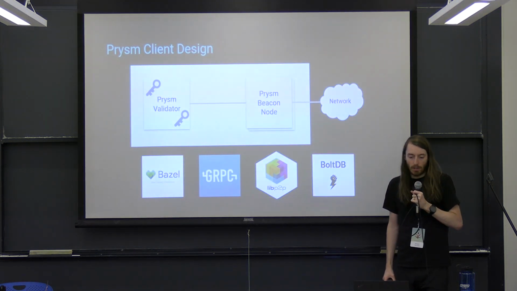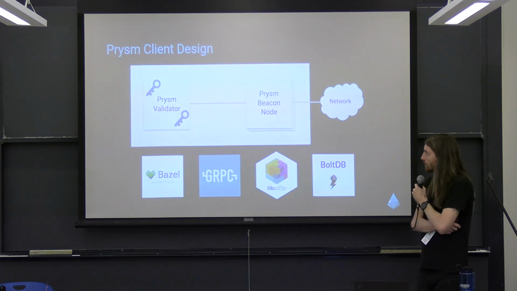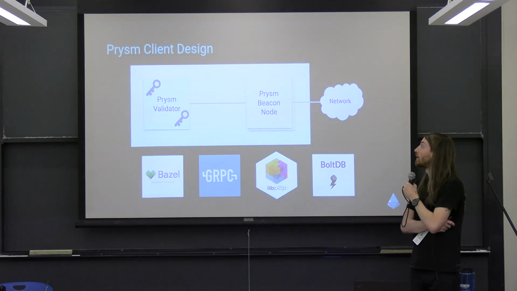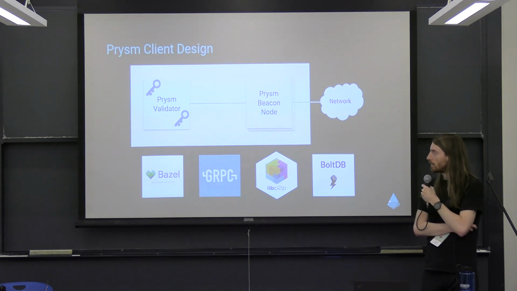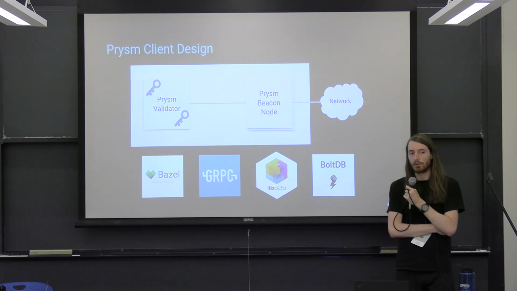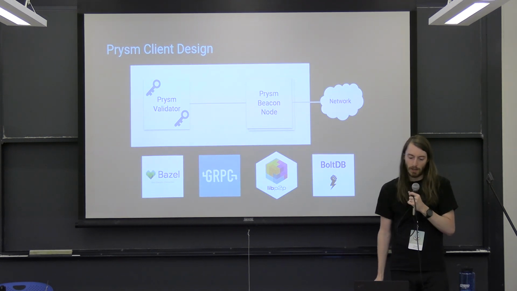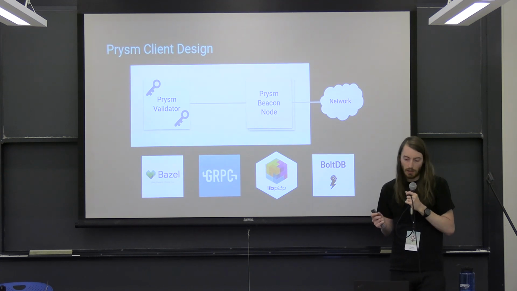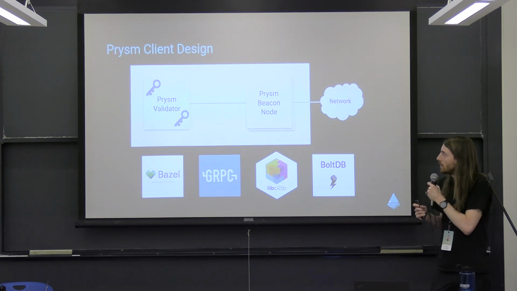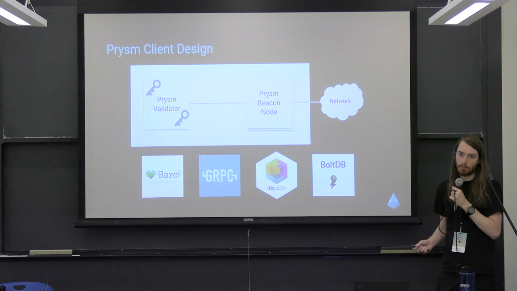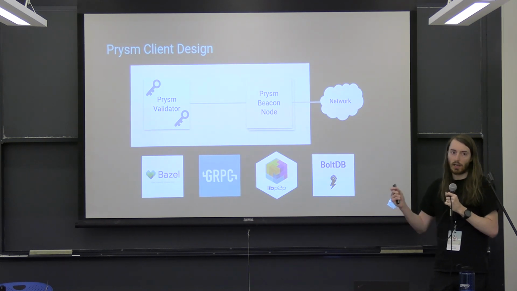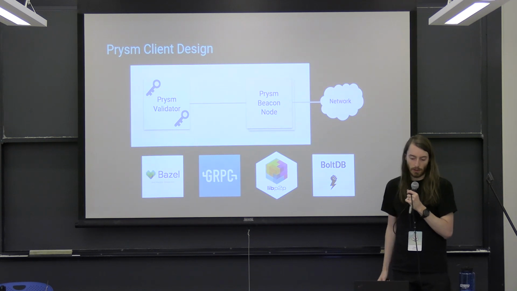So let's dive into more of that. In Prism, we use a client-server architecture. Your validator, the thing that holds your keys, is a separate process from the beacon chain node, the thing that's actually talking to the network. This is really important because you can really lock down your validator. You can put it in a secure environment and just make sure your keys never leak out. They don't have direct access to the network.